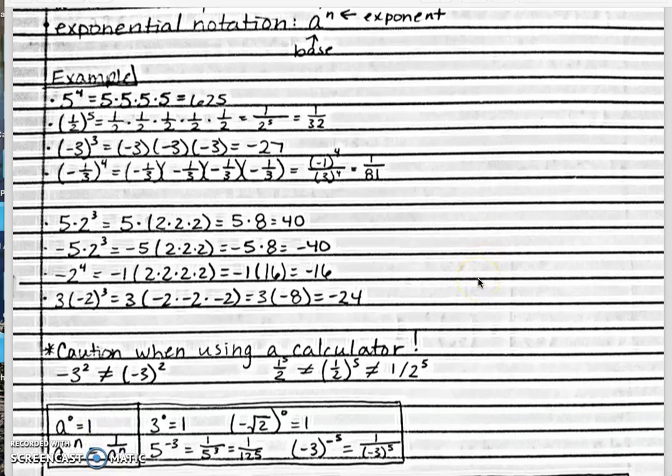This also works when I have a coefficient in front of my base and exponent. I still do it the exact same way. I do the base to the however many times the exponent was listed. So I had 2 to the power of 3 here. So I did the base 2 three times. And then I multiplied that by the coefficient 5 that was out front. You always do the base and exponent before we multiply by the coefficient out front.